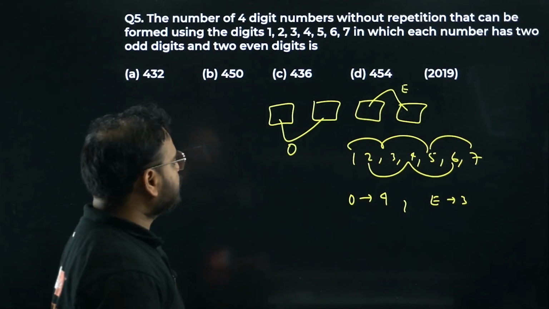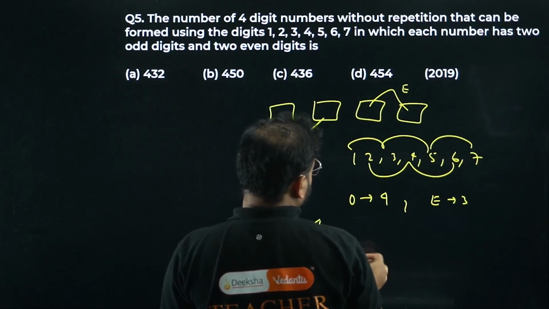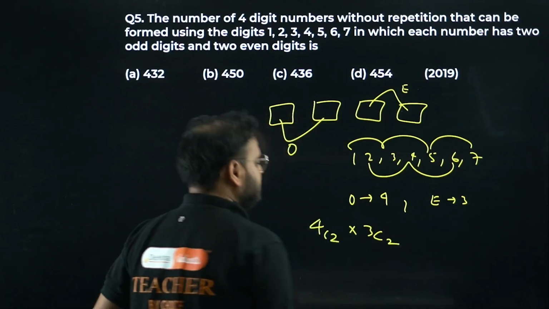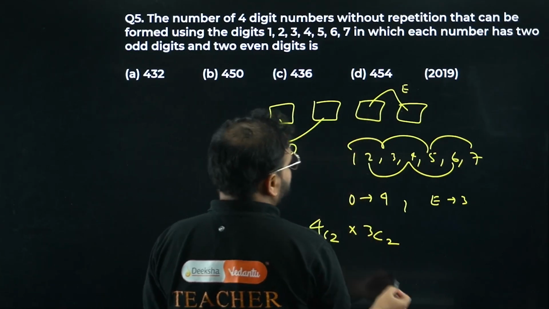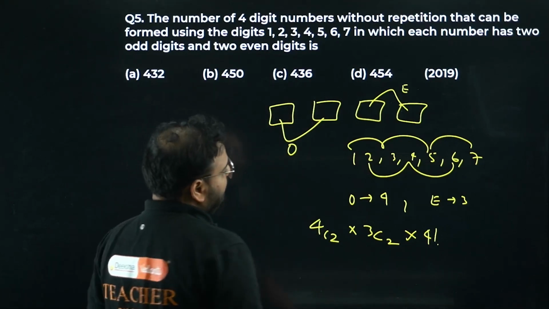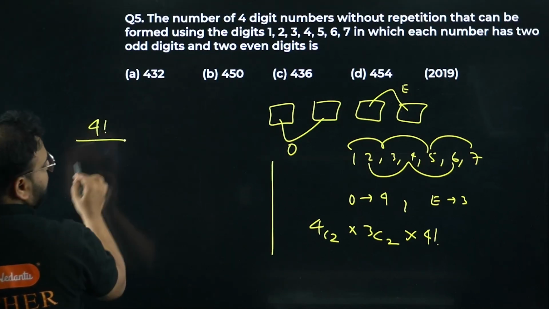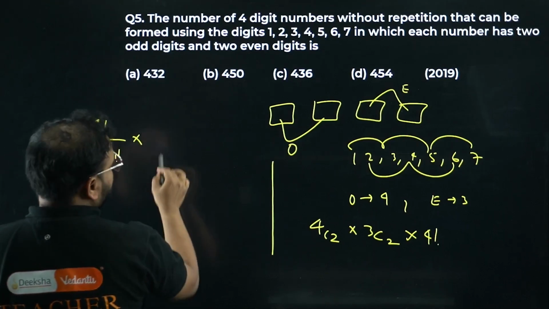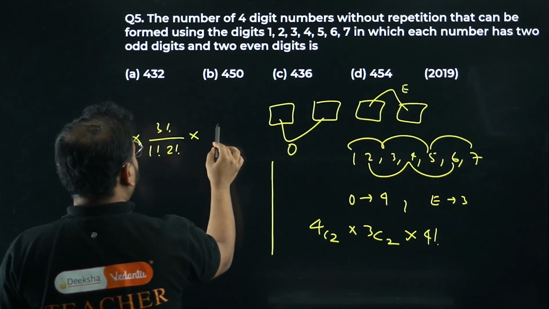So I have to choose 2 odd places out of 4. So 4C2, and I have to choose from even 3C2. Even also I have to choose only 2. And of course we have to make 4-digit numbers, so into 4 factorial. All the 4 places can be arranged in 4 different ways. What is the answer going to be? Please check. I can write here 4C2 is 4 divided by 2 factorial into 2 factorial, and into 3C2, which is 3 divided by 1 factorial into 2 factorial, and into 4 factorial, right? One more time, please check.